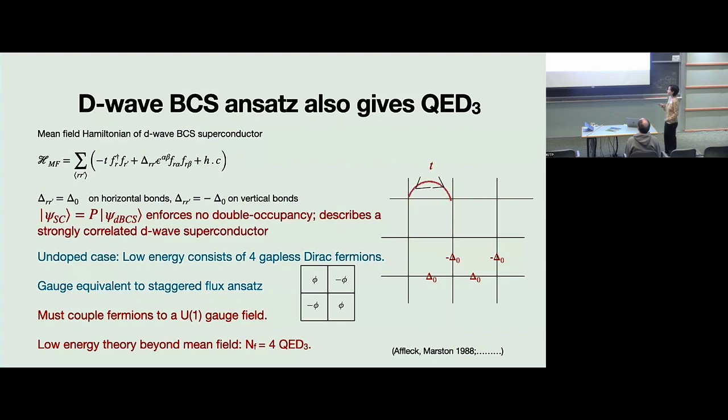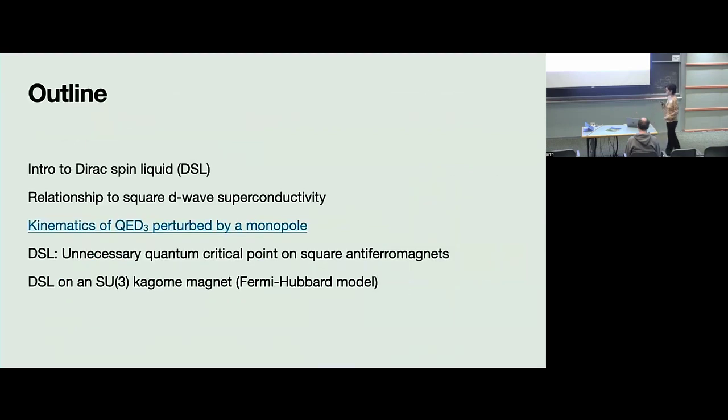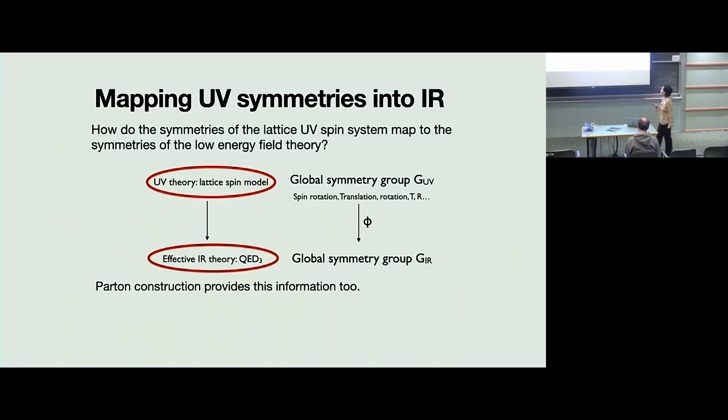This means that the Dirac spin liquid, upon doping, naturally gives rise to the D-wave superconductor. Although it's still in tension with the phase diagram in the last slide, where we saw that at charge neutrality is an anti-ferromagnetic state. So we'll also try to resolve this tension. Next we'll discuss the main part of the work, which is the kinematics of this QED theory when perturbed by the singlet relevant monopole on the square lattice.